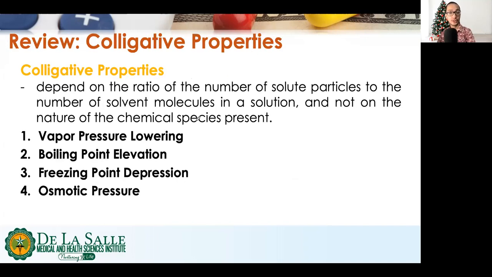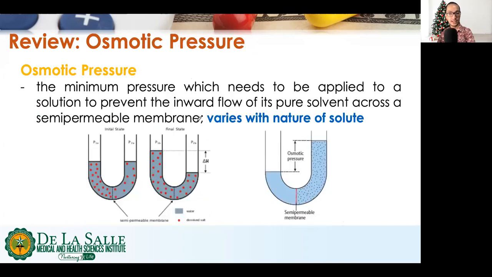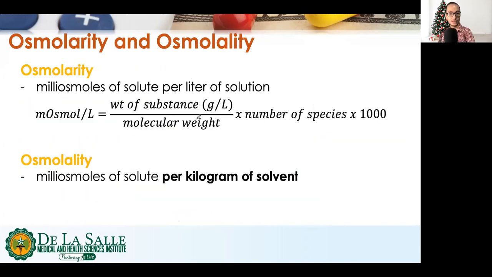Ayan. So remember your colligative properties. Ayan. So nakita niyo na to before. So let's just move on to the osmolarity. Okay. So osmolarity is basically the milliosmoles of the solute per liter of the solution. This is the formula, but I don't normally memorize formulas. So I will show you a different technique of computing the osmolarity or the number of milliosmoles without using any formulas later on. Okay. And it's basically the same.